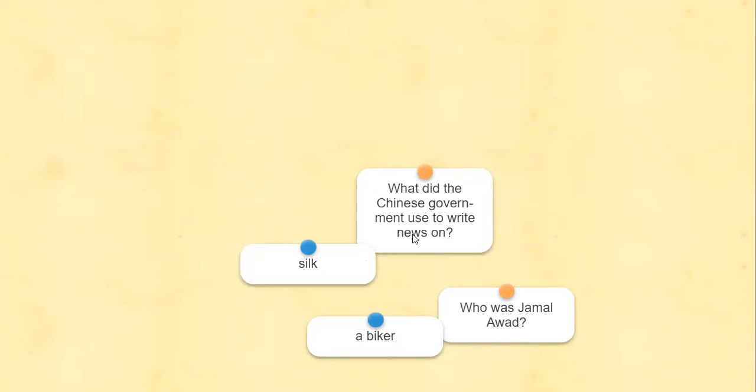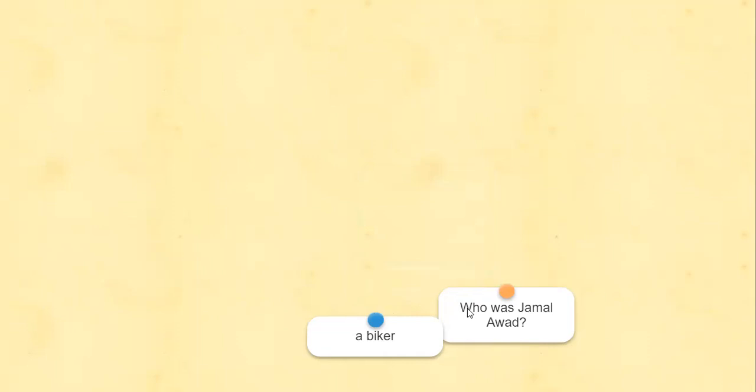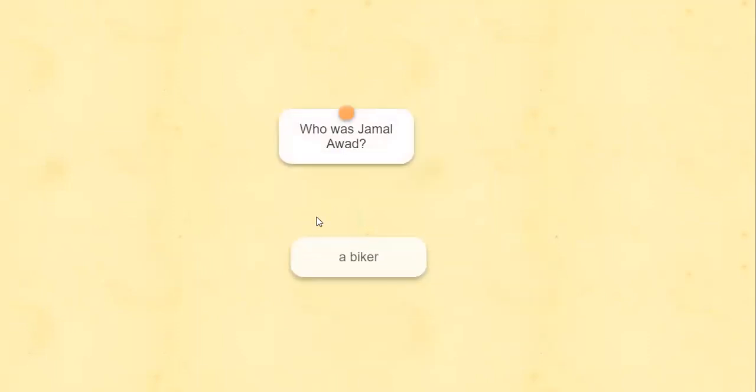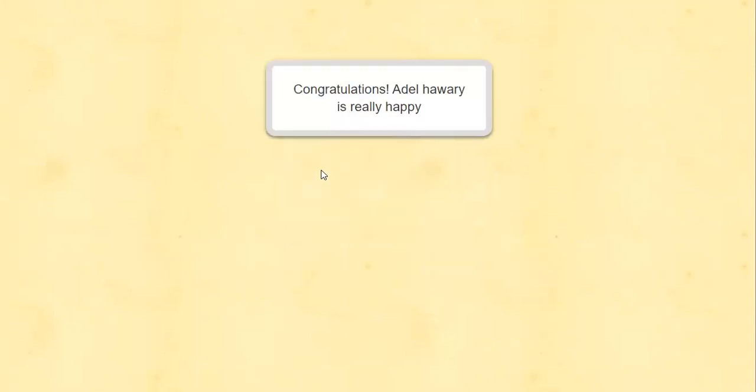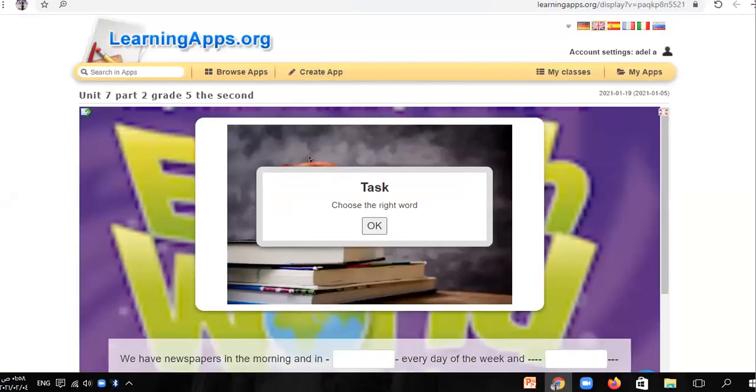What did the Chinese government use to write news on? Which material? It's silk, of course. And we still remember the story of Jamal Awad, who was saved by Khalid Karim in the desert of Qasr al-Sarab in the United Arab Emirates. So congratulations. Everyone is really happy and thank you for doing this. Of course, you will do it with me while I'm explaining.